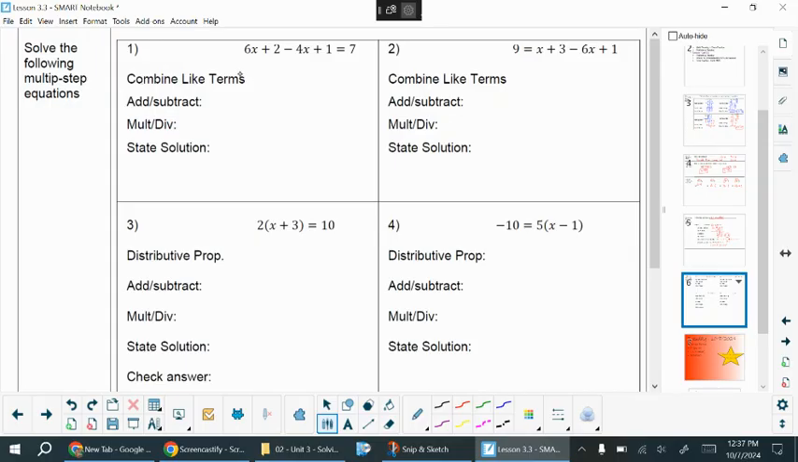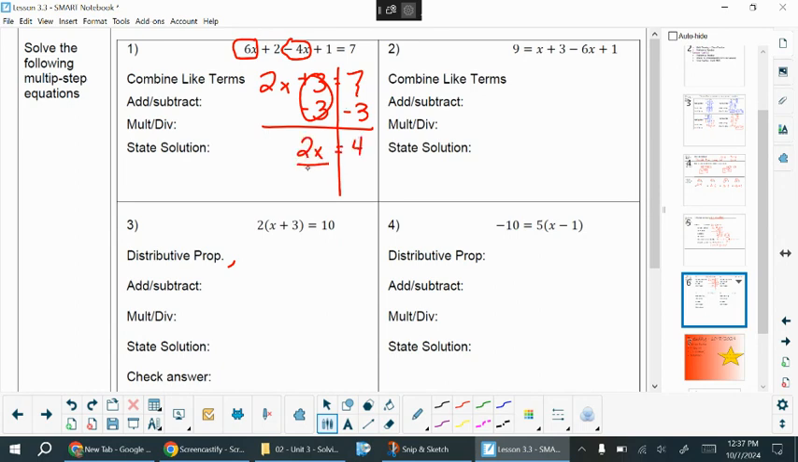So this one, we're going to combine like terms. I've got a 6x and I've got a minus 4x. That makes 2x. Then I've got a positive 2 and a positive 1. That makes positive 3. From there, I see this plus 3, so I'm going to go minus 3. That makes 0. So I have 2x on this side. 7 minus 3 is 4. And then I'm going to divide by 2 on both sides. 2 divided by 2 makes 1. So 1x equals 4 divided by 2 is 2.